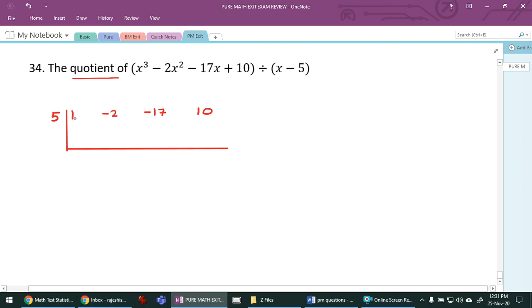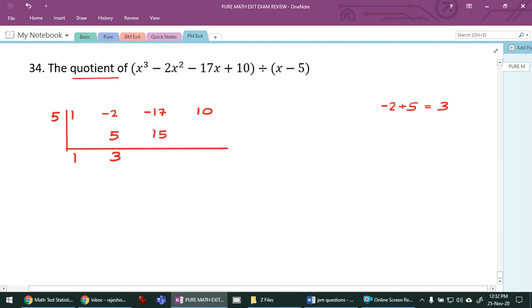Don't write any x here. Now just take this number and write it down. So if it is 1, I will write 1. Now you will multiply this 5 into 1, that is 5. Now you will add this, minus 2 plus 5, your answer is 3. So I will write 3 here. Then I will multiply 5 into 3, that is 15.